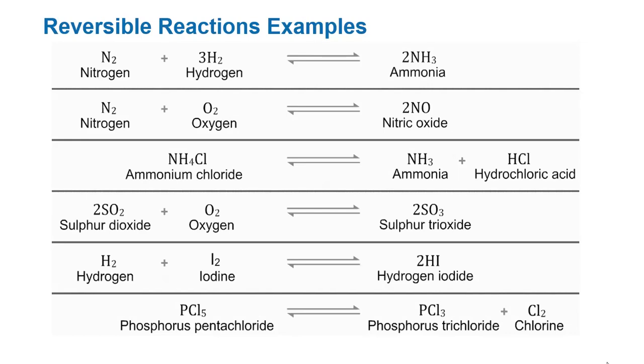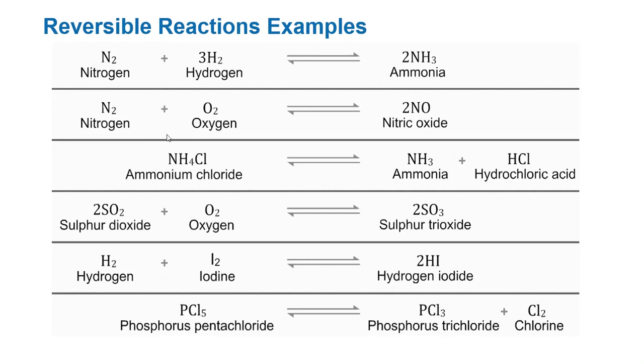Some examples for reversible reactions. In example 1, nitrogen reacts with hydrogen to form ammonia. This is the forward reaction. But ammonia breaks down to nitrogen and hydrogen. This is the backward reaction. In another example, nitrogen and oxygen combine to form nitric oxide, which is the forward reaction. Nitric oxide breaks down to nitrogen and oxygen, which is the backward reaction.